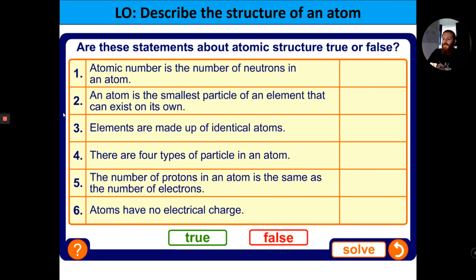Number three, elements are made up of identical atoms. True. If you've got a pure substance, let's say you managed to get 100% pure gold, every single atom in that substance would be gold. That's what pure means. So elements are made up of identical atoms.